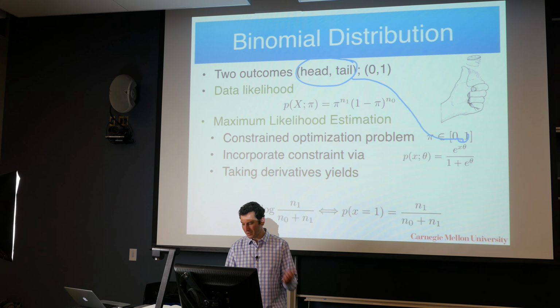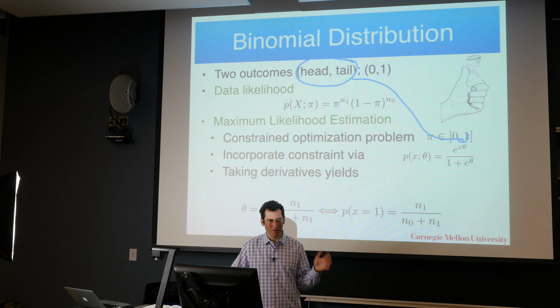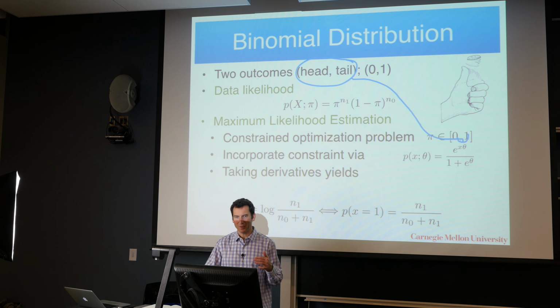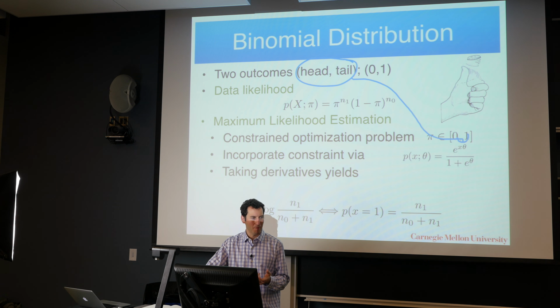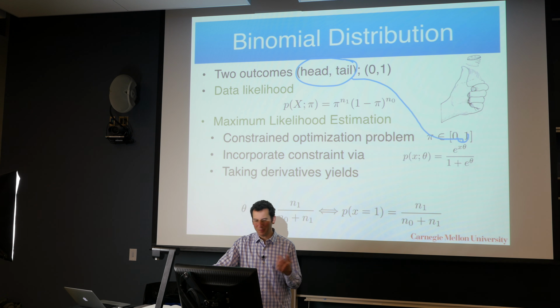For theta going to infinity, I get the case where x equals 1 occurs with probability 1. For theta going to minus infinity, I get that the zeros occur with probability 1. So what I've just done is reparameterize my domain in such a way as to turn the constrained optimization problem into an unconstrained one. It actually turns out that this is a particularly nice parameterization. It's called an exponential families parameterization, and we'll see a lot more of that later. But I want to introduce it to you in the most trivial case.